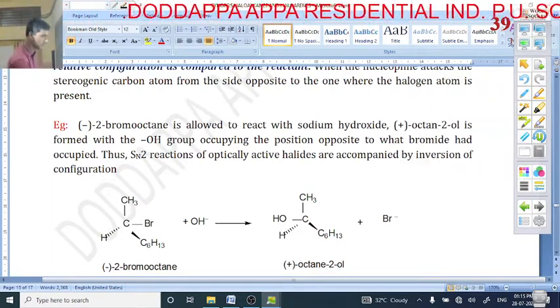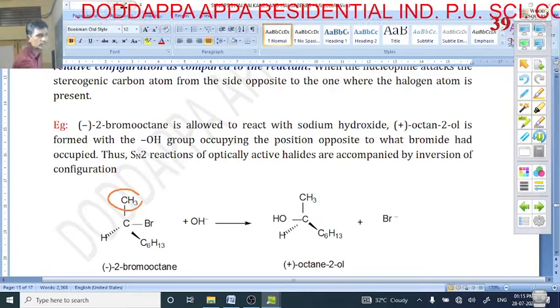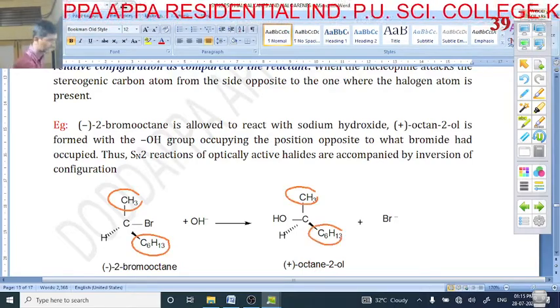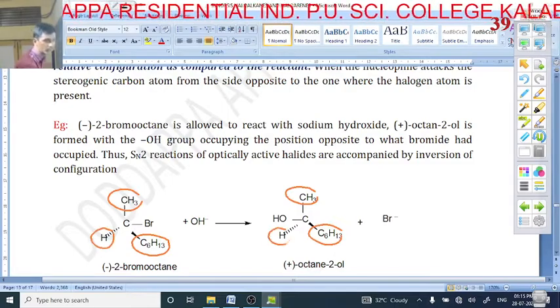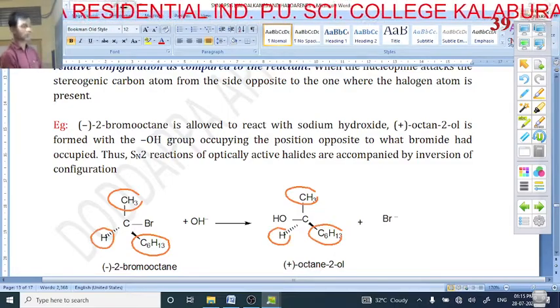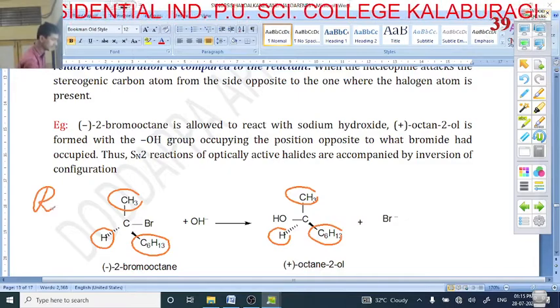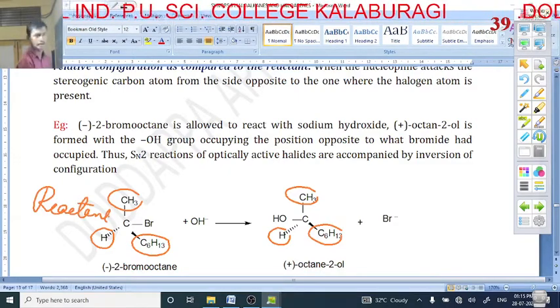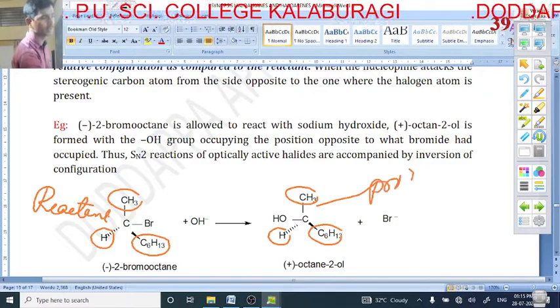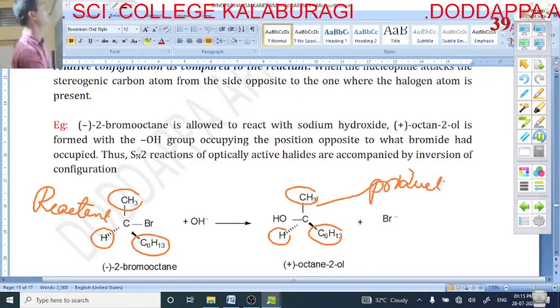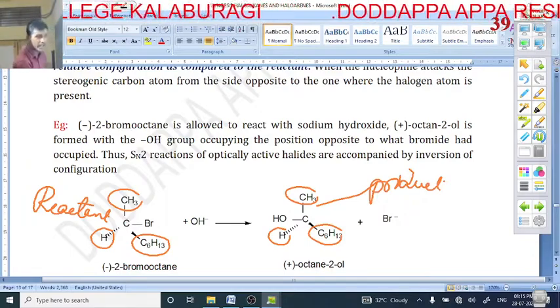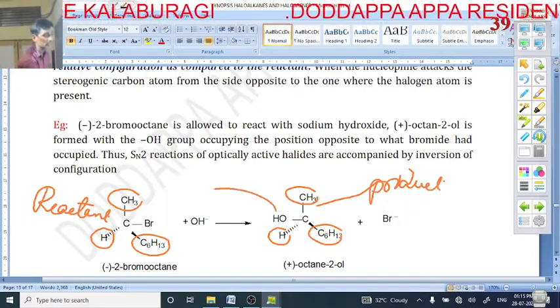Here this is CH3 and here it is CH3, C6H13 and C6H13, here H and here H. But here the configuration is opposite. This is the reactant and this is the product. The reactant and the product have the opposite configuration.